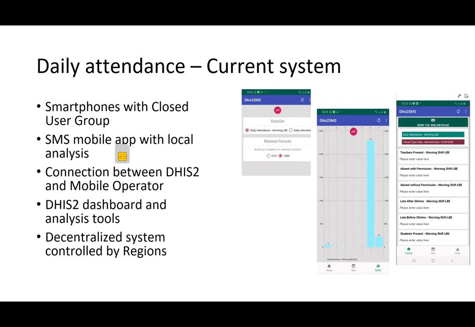You also have with this app the possibility to analyze the data locally. So they have a chart where they can monitor the presence and absence of teachers and learners. And since this is connected to DHIS2, of course, they also have analysis tools made available to analyze the data through dashboards and analytics tools. So you realize that with this, we are able to decentralize the system, and the regions have the data, and they can monitor schools.